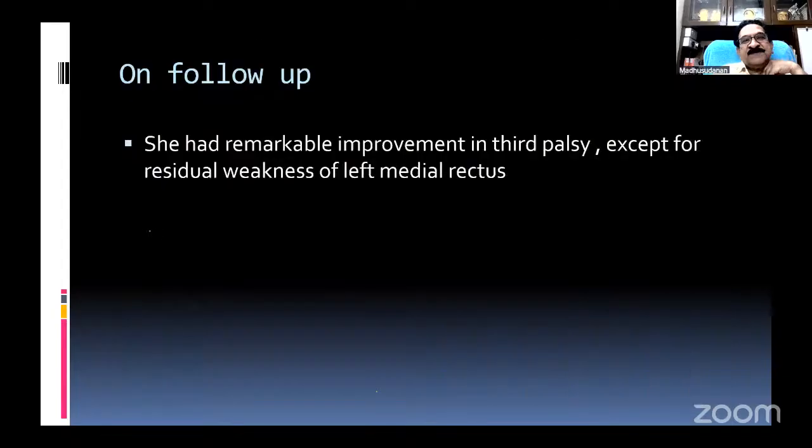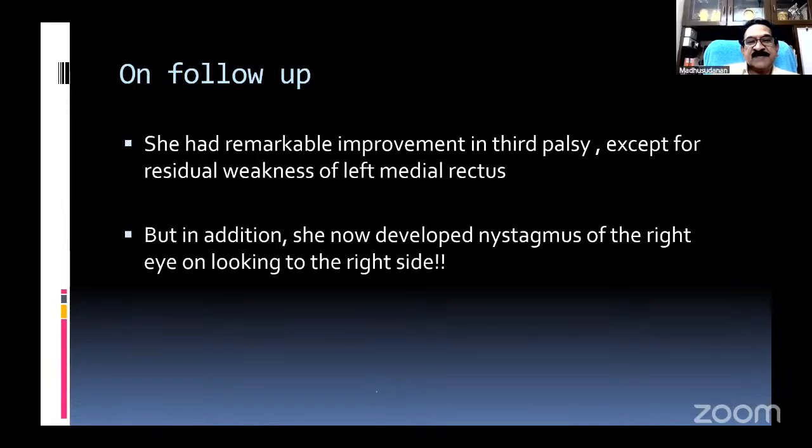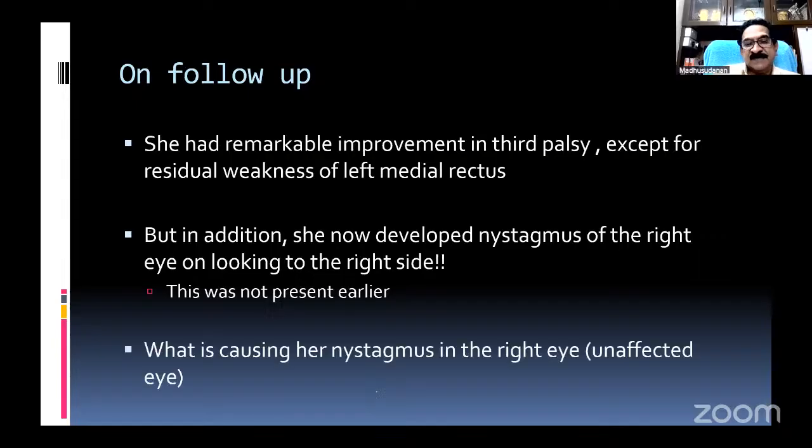On follow-up, she had remarkable improvement in the third nerve palsy, except for the residual weakness of the medial rectus. But in addition, she has now developed nystagmus in the right eye on looking to the right side. This was not present earlier. What is causing the nystagmus in the right eye? That is the unaffected eye.